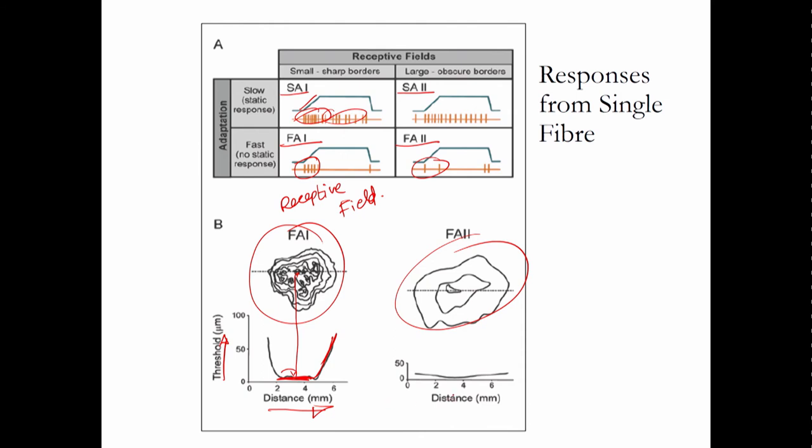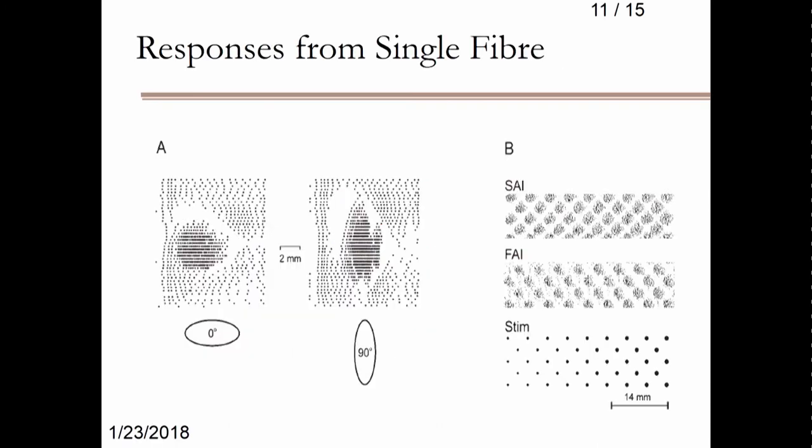Okay. Similarly, this is the FA2, fast adaptive 2. This is the Ruffini and this is the Pacini. You can see that this is a receptive field, and the threshold required with distance is almost constant for the FA2. These receptors also encode the shape. So, in the earlier slides we saw that the receptors encode the stimulus, right. They also encode the shape of the object.